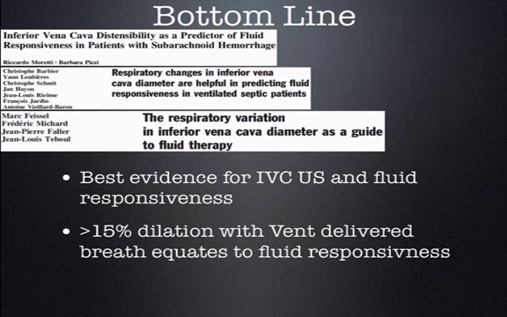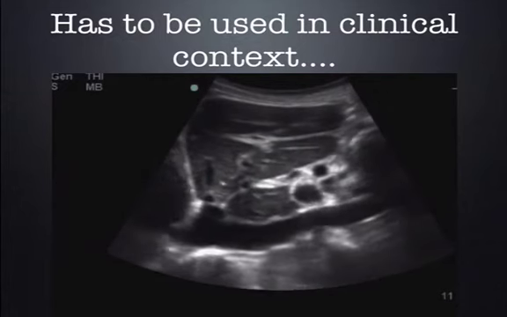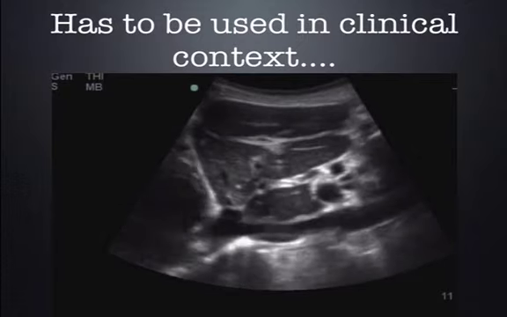They also, in all three studies, used tidal volumes that were a little bit higher than what we use today. We usually use tidal volumes around 6 cc's per kg. In these studies, they were trending towards more 10 cc's per kg. Nonetheless, each of them found around 15% dilation with a delivered breath with a ventilator, correlated quite well with fluid responsiveness. And 15% increase in the caval index is a very widely accepted threshold for fluid responsiveness in the mechanically ventilated patient.